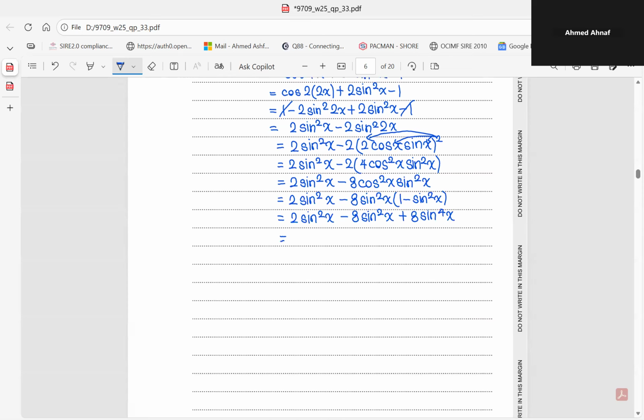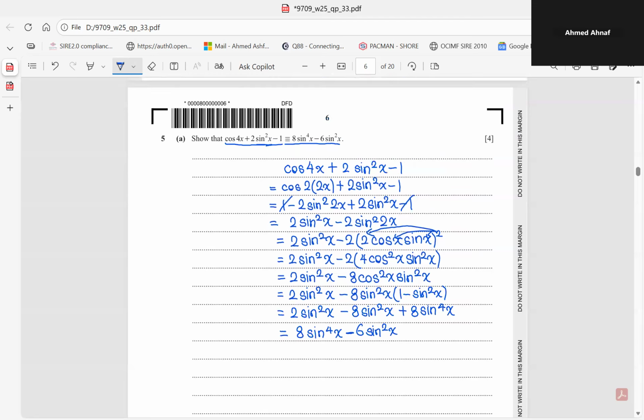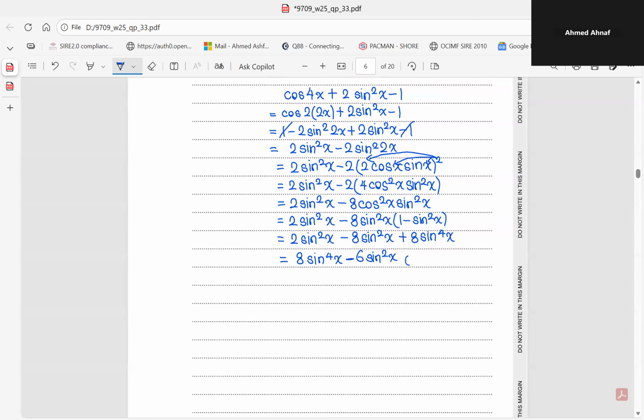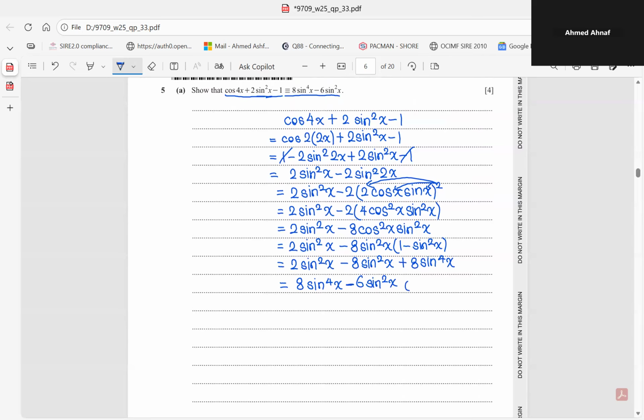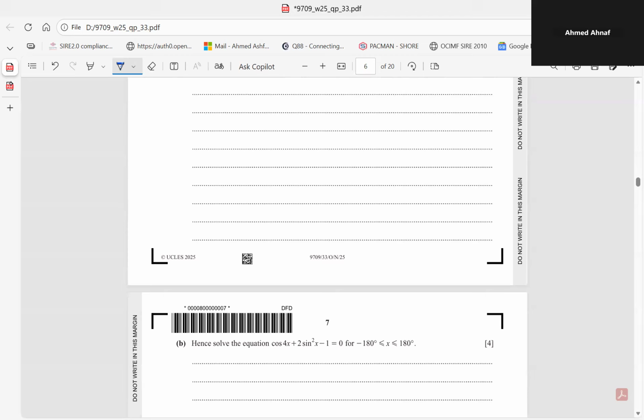Okay, and now just simplify everything, collect all like terms. So we have 8 times sine to the power of 4 x, plus 2 minus 8, which is minus 6 sine squared x. So that would be our final answer. And the exact answer we need to show, so we can write shown in here. So this would be our final answer for the first part. Let's head on to the next part.